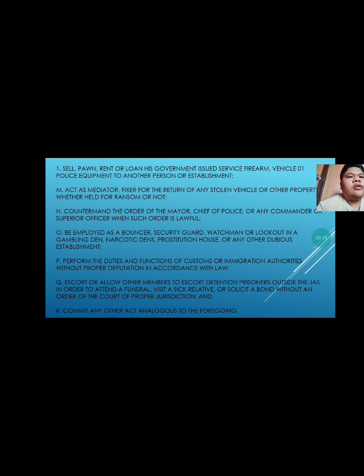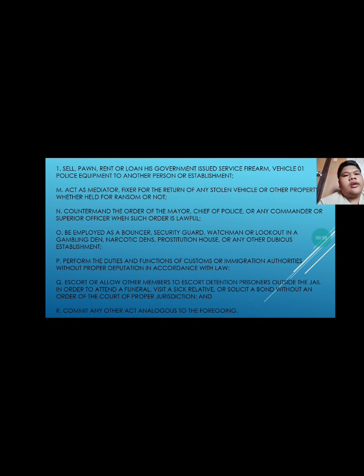Act as a fixer or return stolen vehicles or other property, whether held for ransom or not. So, we must hand over any stolen vehicles or properties, whether held for ransom or not. For example, if we set up a checkpoint and seize a motor because it has no license, or no OR or CR, we must still turn it over to them. But a ticket may be countermanded by order of the mayor, chief of police or any commander or superior officer, if such order is lawful.